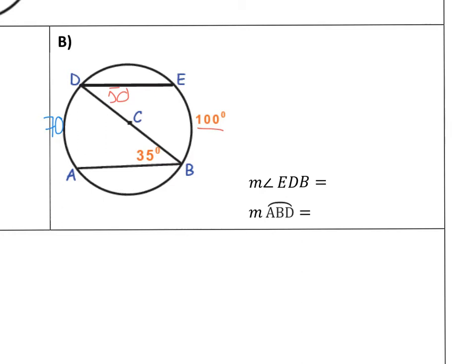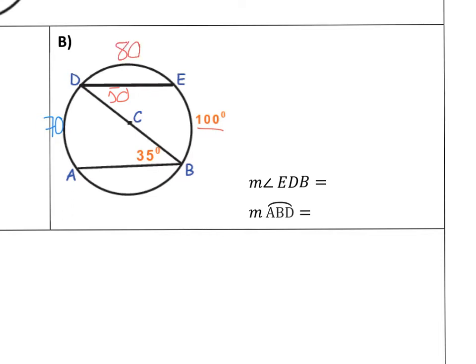Now, I could also find the other arcs. I know that this is a diameter, which tells me that this is a semicircle on top. Well, we already have 100 on the right, which means that this top arc from D to E has to be 80.